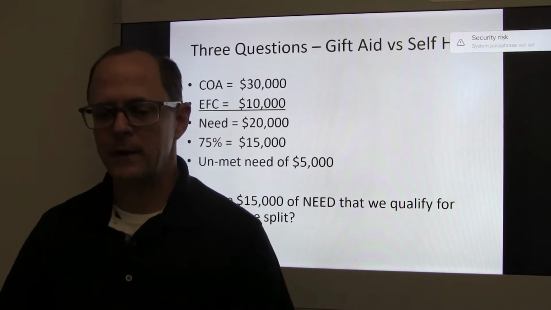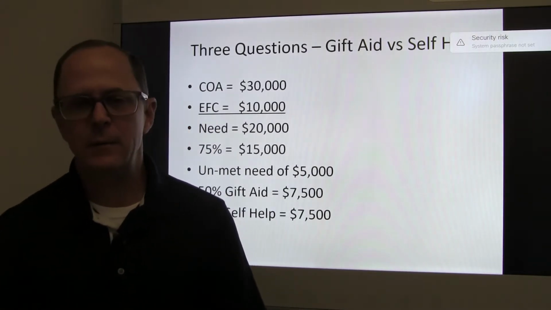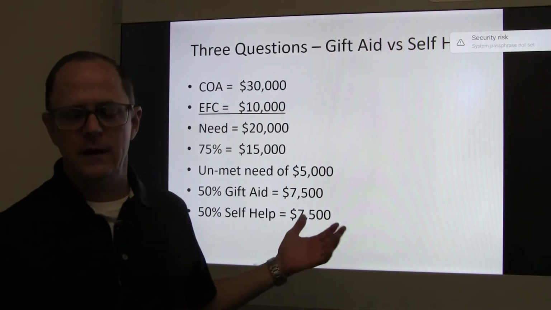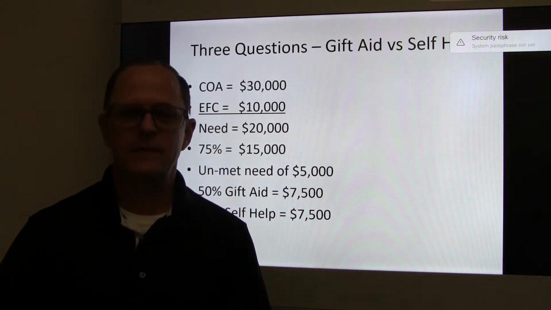And in my example here, I'm going to say that the split is 50-50. 50% is going to be gift aid and 50% is going to be self-help. So that's the first and the second question.